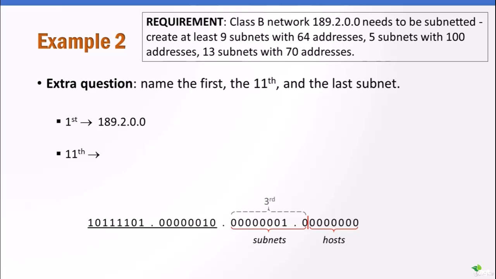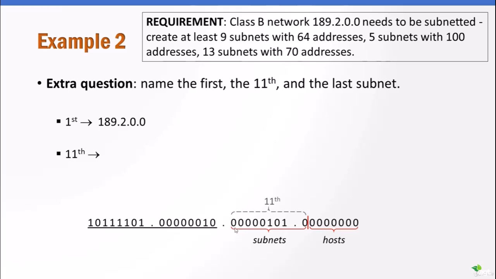Let's look at it this way. If our third subnet has a value of 2, but we're looking at these 9 bits as if there is no dot. So if our third subnet has a value of 2, then our 11th subnet will have a value of 10. And this is going to be the value of 10 if we use 9 bits to write it in binary format. So this is our 11th subnet.